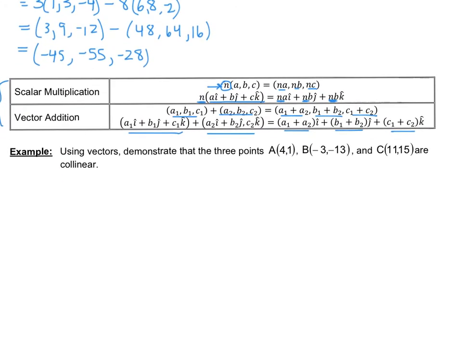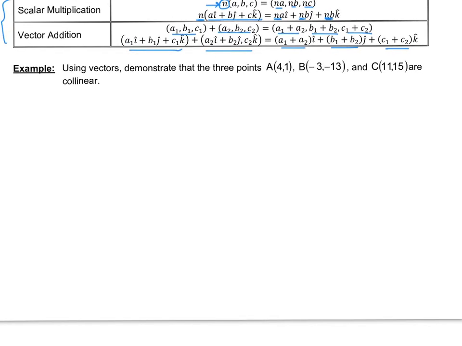All right, using vectors, demonstrate that three points A, B, and C are all collinear. So first of all, you need to know what collinear means. It means they lie in a straight line. They form a single line. So we'll write that down.